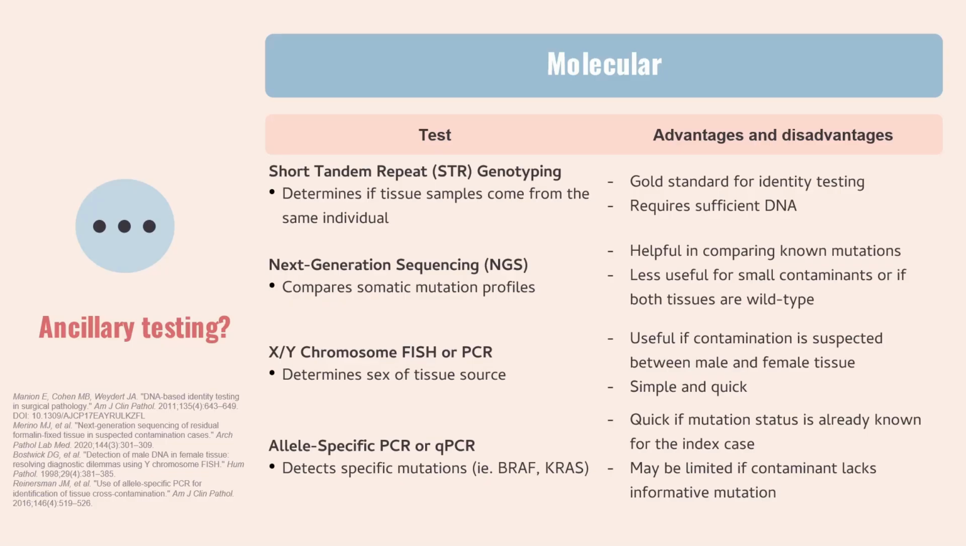The gold standard method involves short tandem repeats (STR) genotyping, which works by mapping out the highly polymorphic microsatellite sequences that are individualistic. However, other methods such as next-generation sequencing, XY chromosome FISH or PCR, or allele-specific PCR or qPCR have also been described. The usage of these methods may be limited, as they require prior information on known mutations of the index or contamination case.